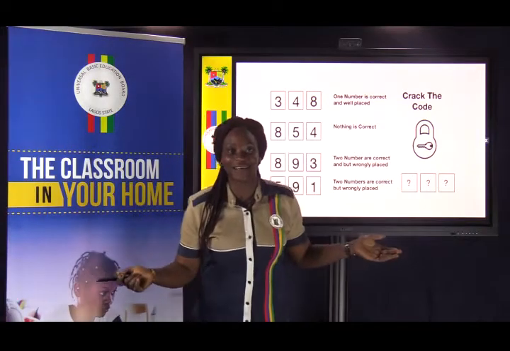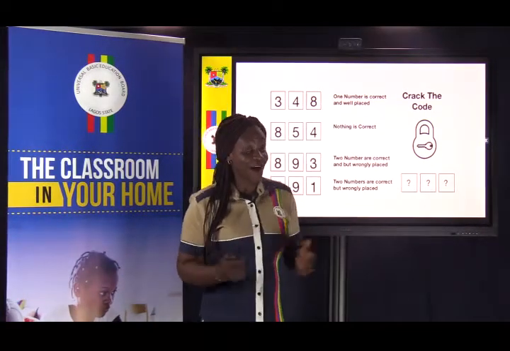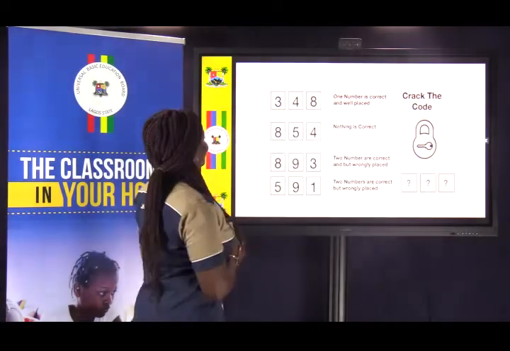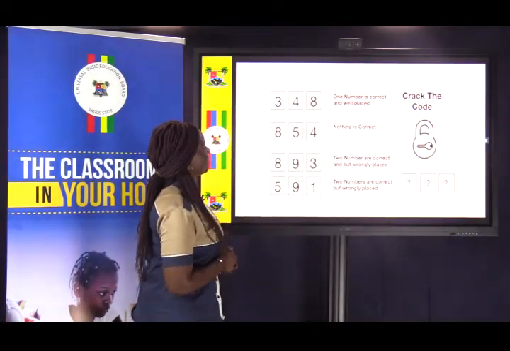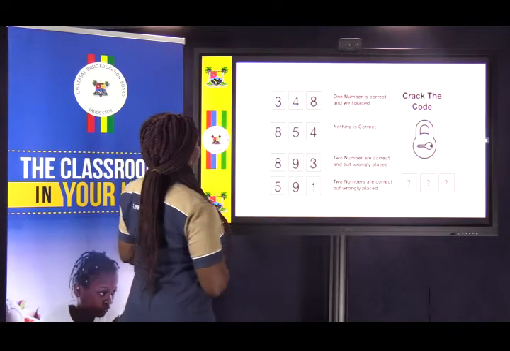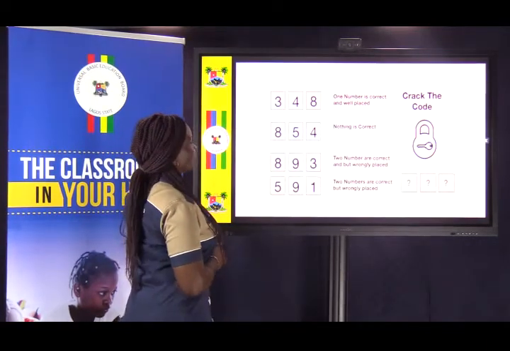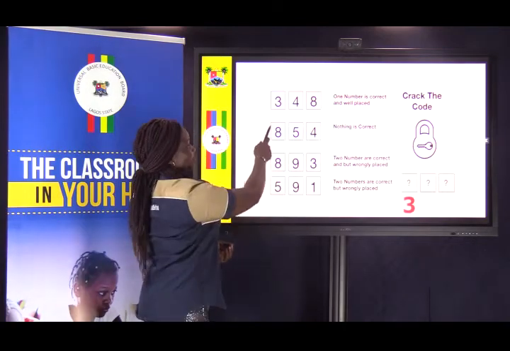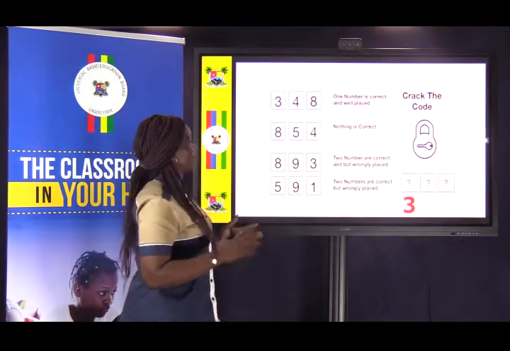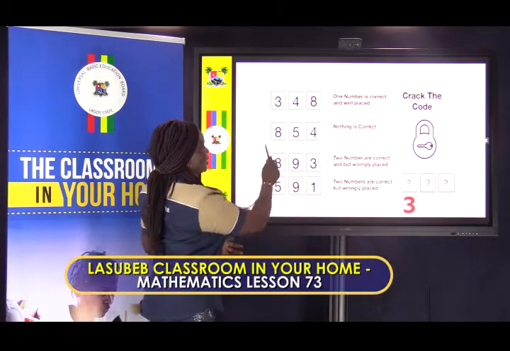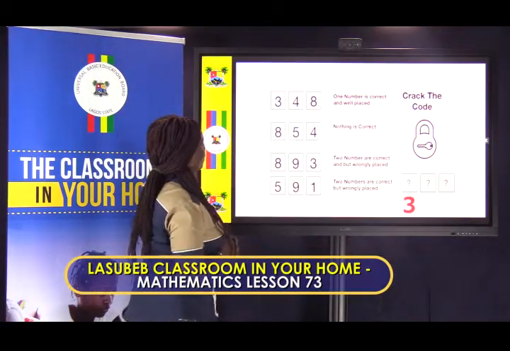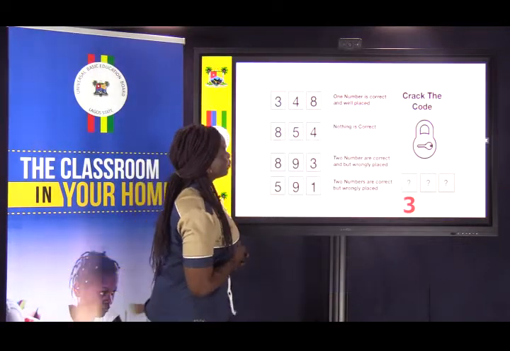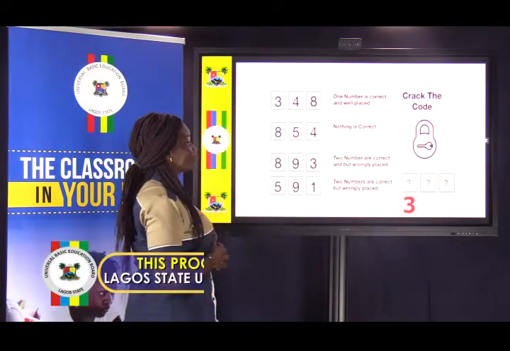It's 40 seconds. That means it's time up. Were you able to crack the code? Okay, let's crack the code. One number is correct and well placed. Let's see. 3. So we know 3 is the number that is correct and well placed. Nothing is correct, so we are ruling out the second phase. Now, two numbers are correct but wrongly placed.